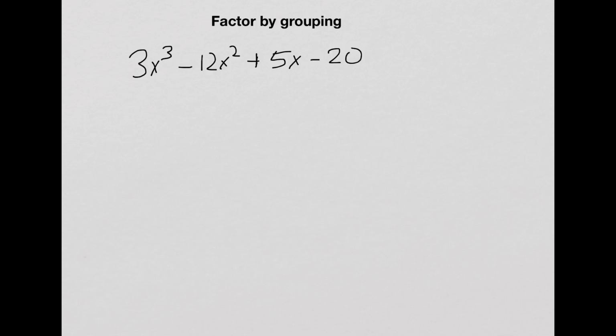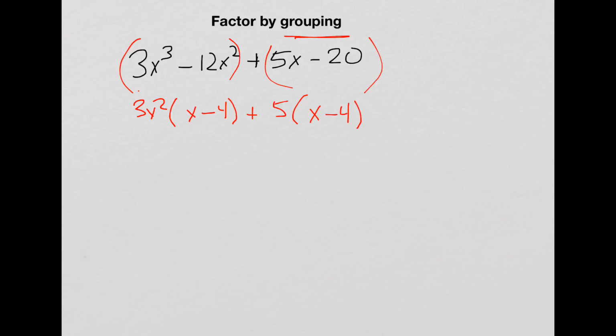When I look at this cubic polynomial here, I'm going to group it into groups. So I'm going to put these first two together, and I'm going to put these second two together. And then once they're together, I'm going to look for a common factor. 3x to the third minus 12x squared has a common factor of 3x squared. And that leaves me with x minus 4. I look at these two, 5x minus 20 has a common factor of 5, and that gives me x minus 4.